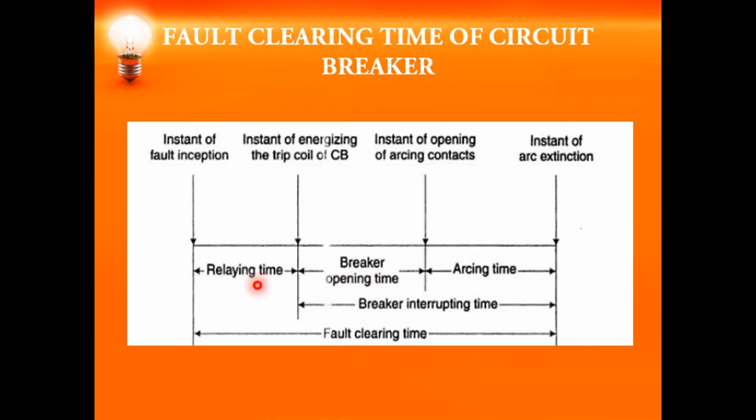So what is this relaying time? Whenever a fault has occurred, the relay senses the fault and sends a signal to the trip coil of the circuit breaker. That sensing of the fault and energizing of the trip coil of the circuit breaker is called the relaying time. Once the trip coil is energized, the moving contact starts to separate from the fixed contact of the circuit breaker. That duration is called the breaker opening time.